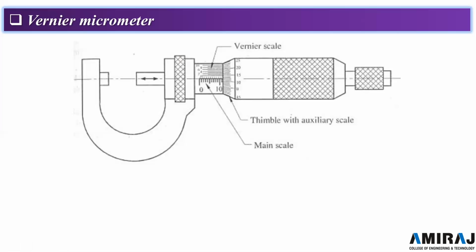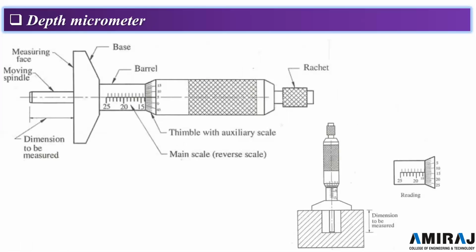Now, next one is about the depth micrometer. Here you can see the depth micrometer. This is the base, and this is the measuring face, and this one is the moving spindle. And here you can see the dimension to be measured, and this one is the barrel, this one is the thimble with auxiliary scale, main scale, or reverse scale, and this one is the ratchet.